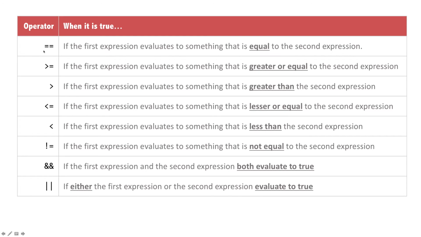So the first one is equals equals. Is the first expression equal to the next expression? And if it is, then it is true. And if the expressions are not equal, this returns a value of false. Then you have greater than or equal to, and greater than. And then you have their opposites, less than or equal to, or less than.